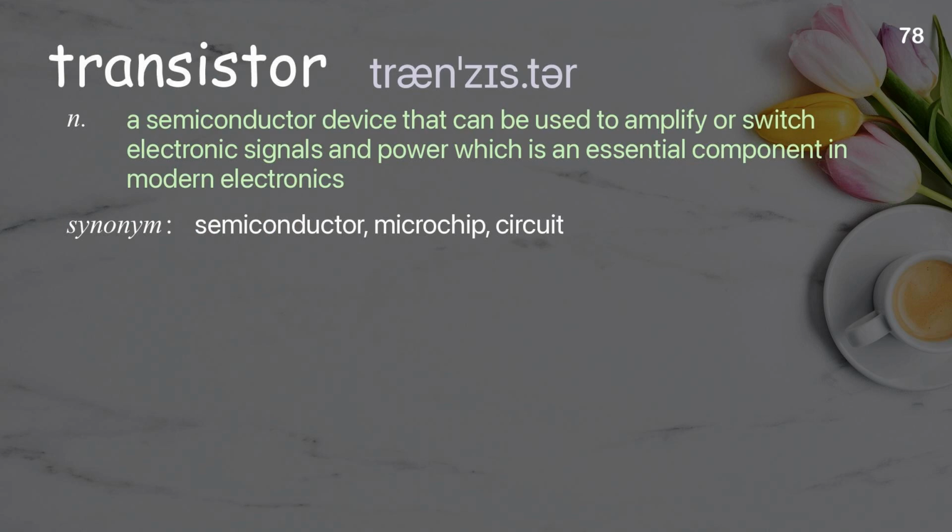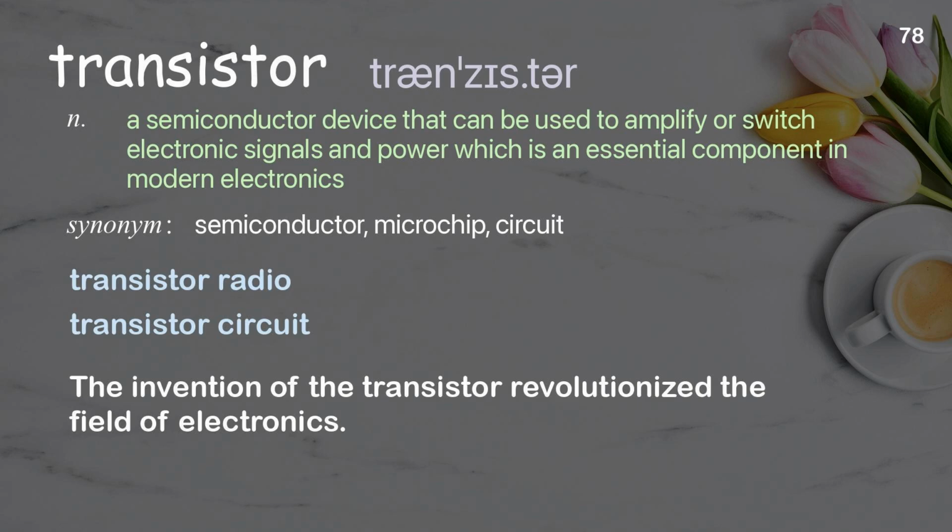Transistor. A semiconductor device that can be used to amplify or switch electronic signals and power, which is an essential component in modern electronics. Examples: Transistor radio. Transistor circuit. The invention of the transistor revolutionized the field of electronics.